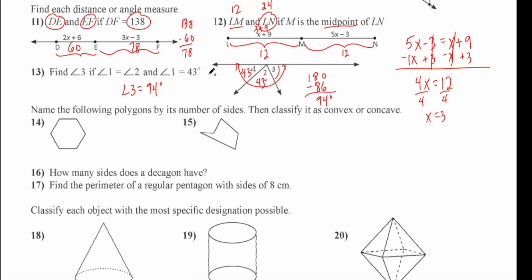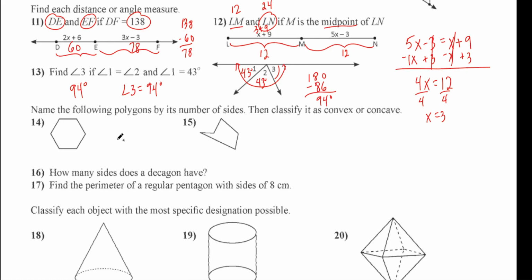I don't know if it was this class or the other class, but somebody, instead of putting 94 degrees, put the degree symbol right there. Do we put it there? No. Where do we put it? To the right, to the back. 94 degrees, just like we would read it. Everybody got it? Okay. All right.